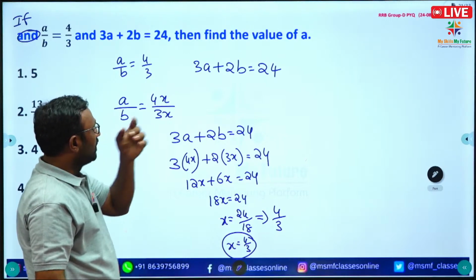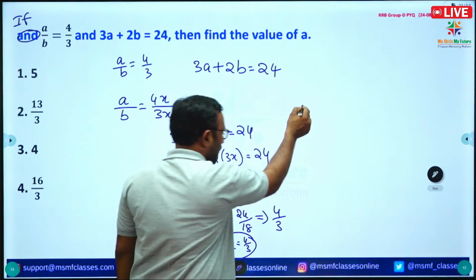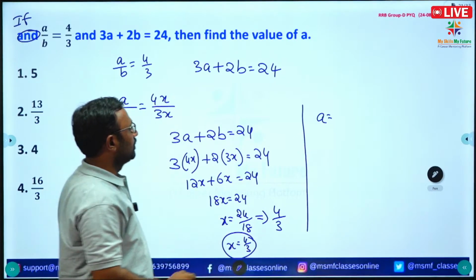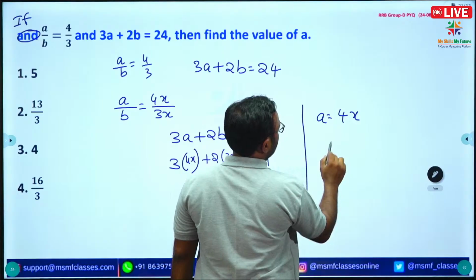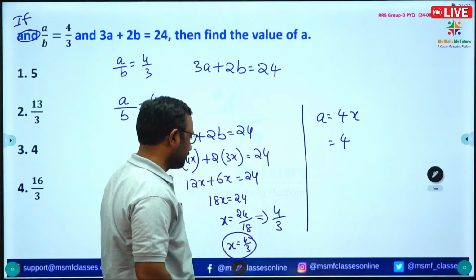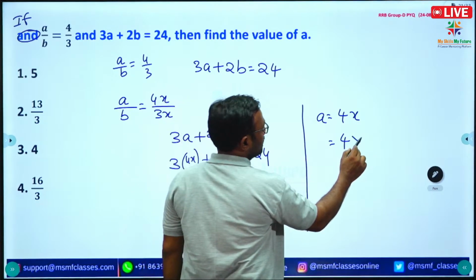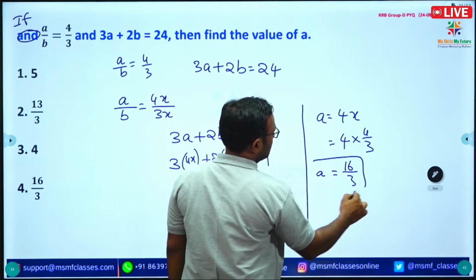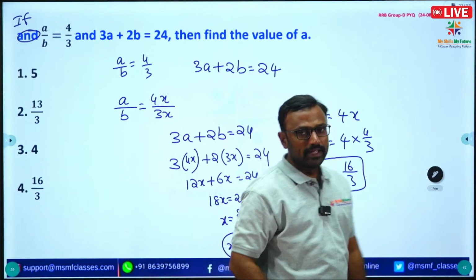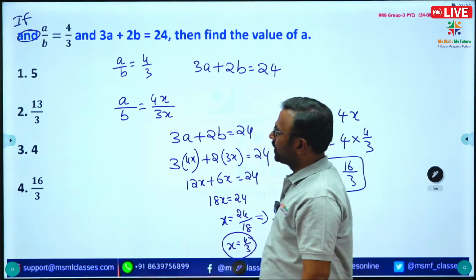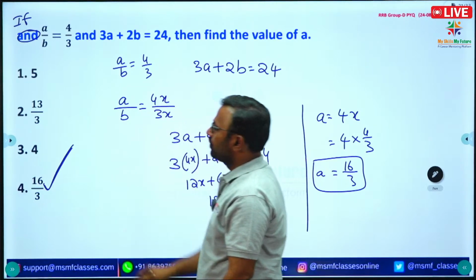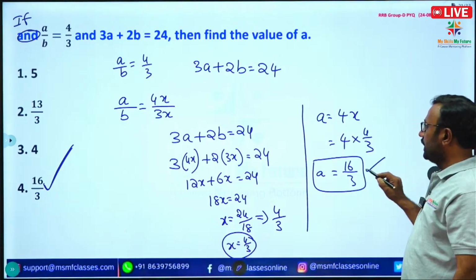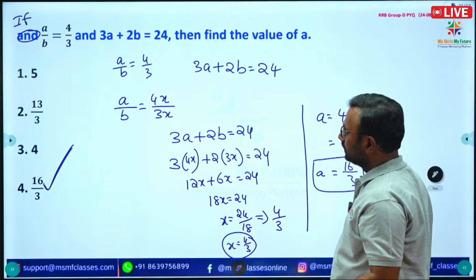So what is our question? Find the value of a. So a is equal to nothing but 4x. What is the value of x? 4 by 3. So x is equal to 4 by 3. So 16 by 3. A is nothing but 16 by 3. See, option 4 is correct. So the value of a is 16 by 3. Okay, right.